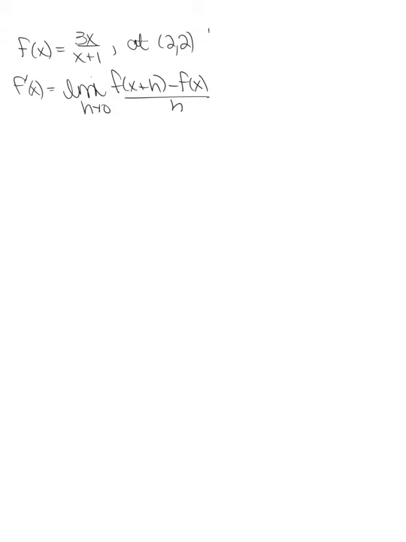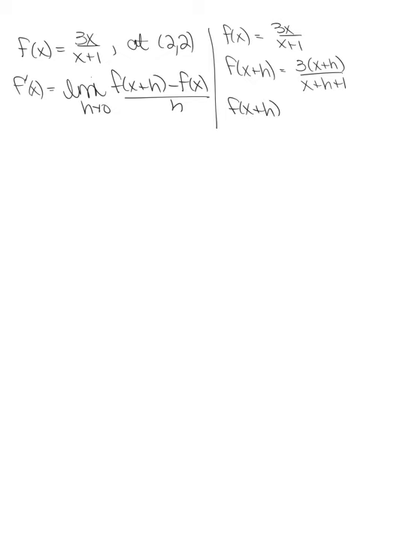So let me see if I can come out here to the side and figure out what this is. I'm going to need the f of x, which was given to me. That's 3x over x plus 1. I'm also going to need f of x plus h, which is going to be 3 parentheses x plus h divided by x plus h plus 1. And so that actually gives me that f of x plus h will be equal to 3x plus 3h divided by x plus h plus 1.